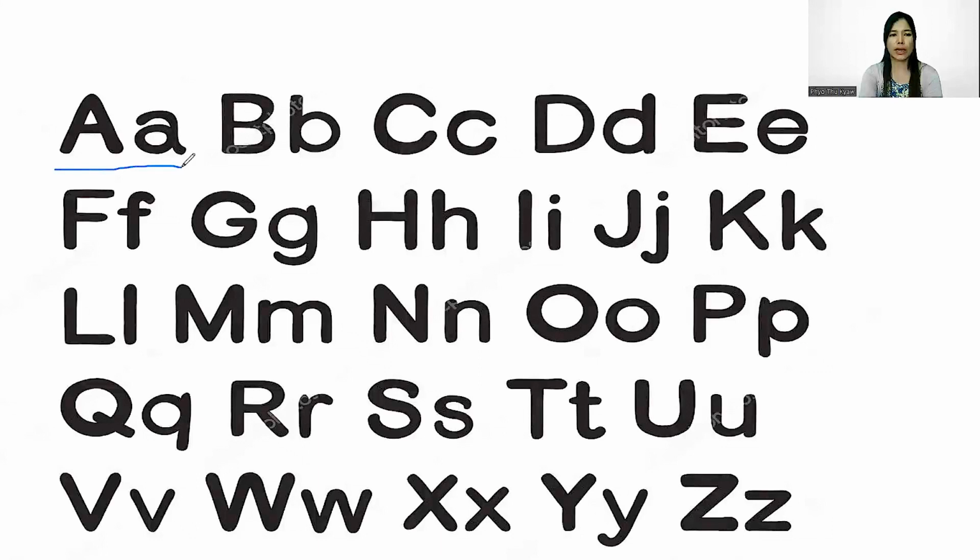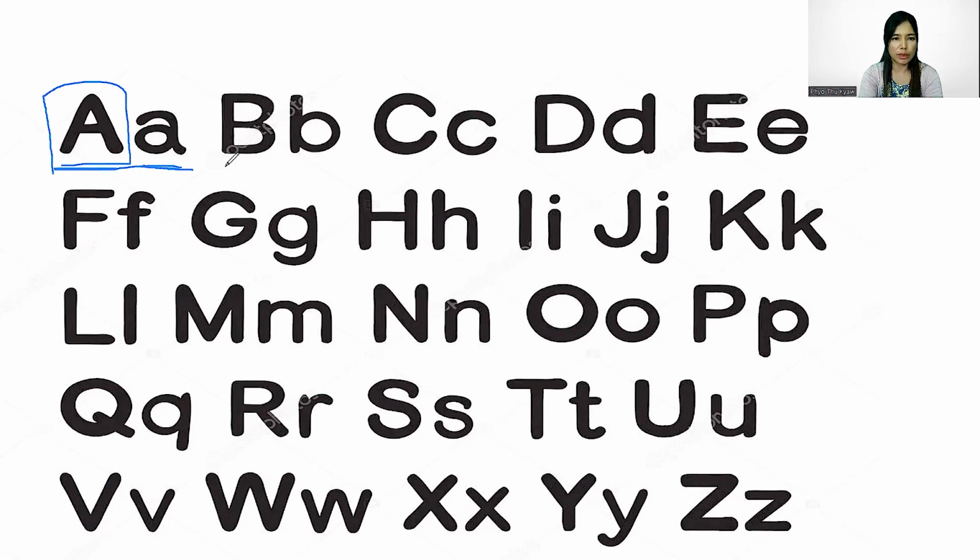So this slide shows you the difference between capital letter and lowercase. This letter is called capital letter A. This letter is lowercase or small letter. Capital letter, small letter. So this is capital letter A, small letter A.